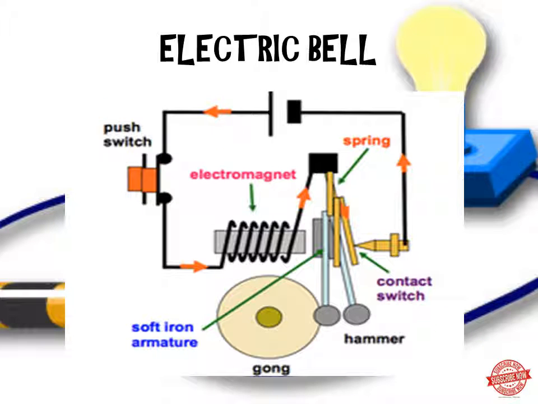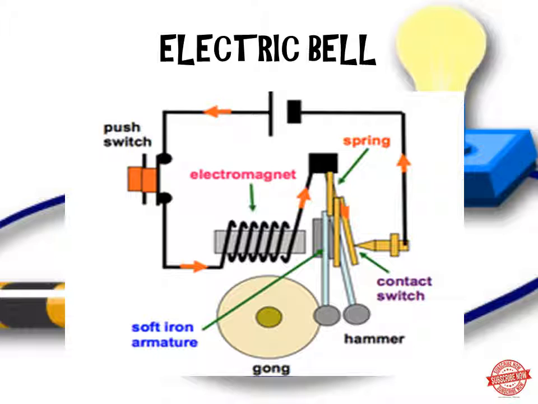Now, coming to the electric bell. An electric bell is nothing but a direct application of electromagnets, and it consists of parts which are fitted on a flat wooden or plastic board. The main components are the electromagnet, armature, adjustable contact screw, gong and hammer. From the figure you will be able to see them.